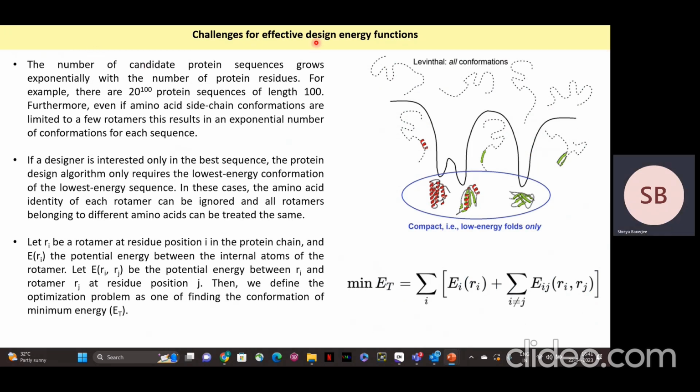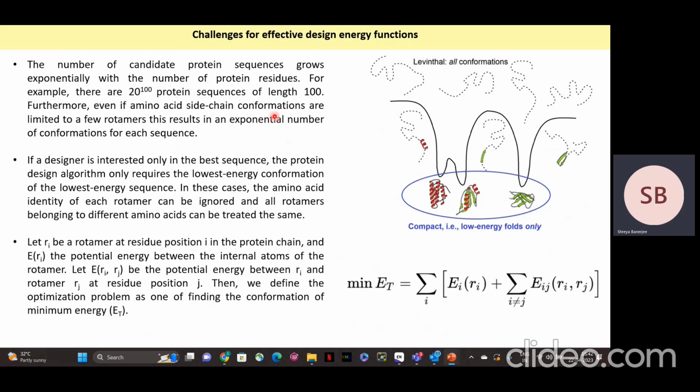Now, another challenge for effective design of the energy functions is that the number of candidate protein sequences grows exponentially with the number of protein residues. For example, there are 20 to the power 100 protein sequences of length 100. That is, if you have 100 amino acids, there are 20 to the power 100 possible sequences of those amino acids, because there are 20 kinds of amino acids.